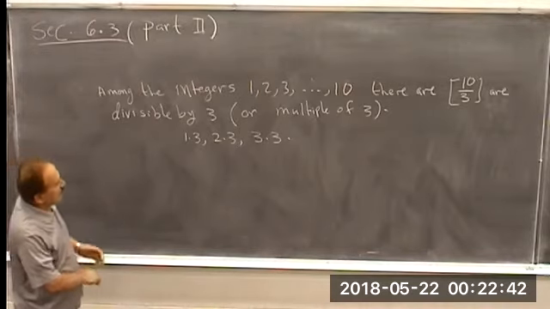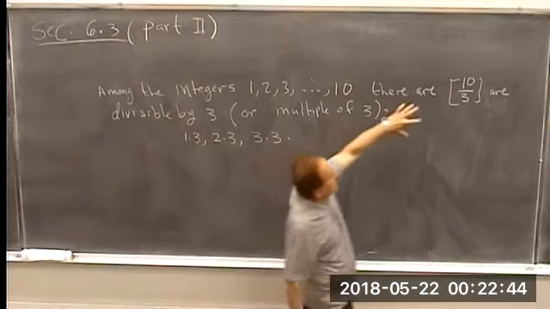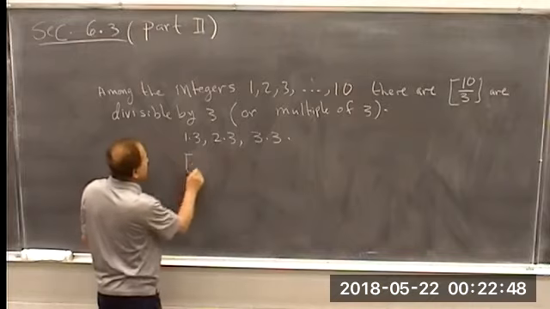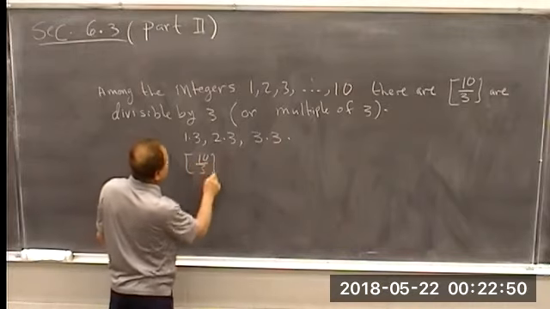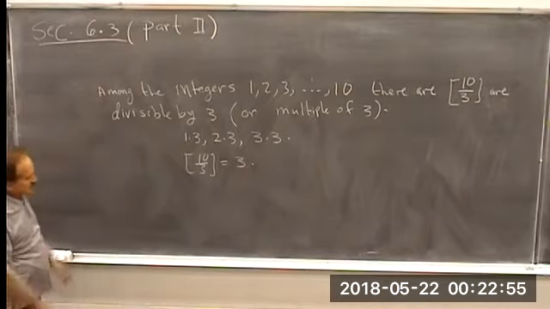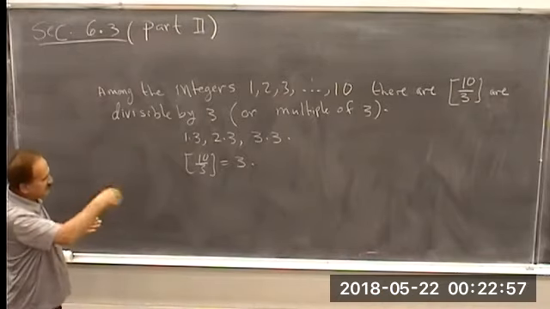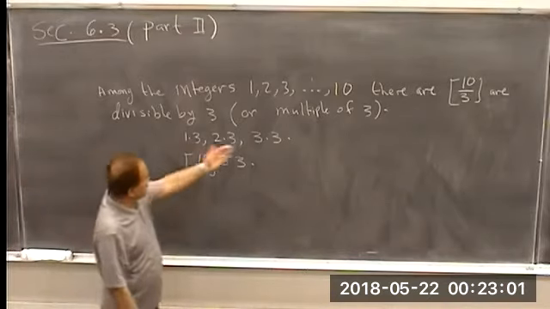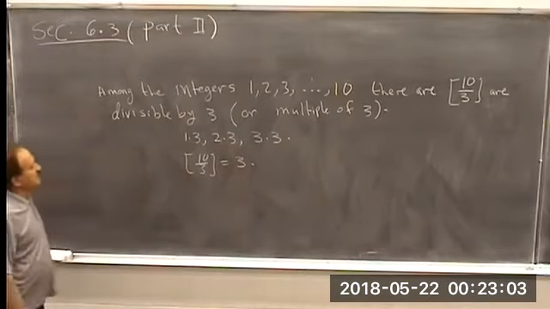Then there are this many of them. And this number, of course, is equal to 10 divided by 3, the floor of which is 3. And when you look at them, the first has a 3, then the 6 has a 3 in it, and then we have the 9, which also has a 3. So these are the numbers coming from 3.